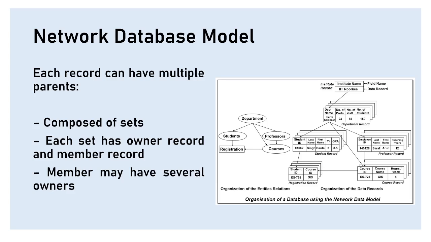Then we have the network database model. Here, each record can have multiple parents. This is how it is different from the previous one. There, a single parent was there. Here, they have multiple parents. And it is basically what we call the network database model.